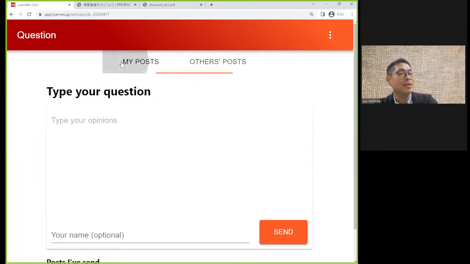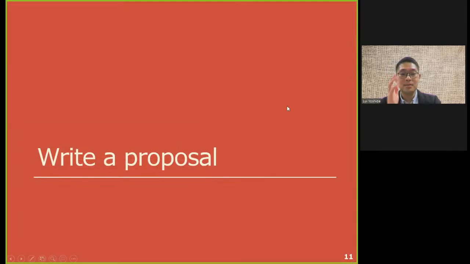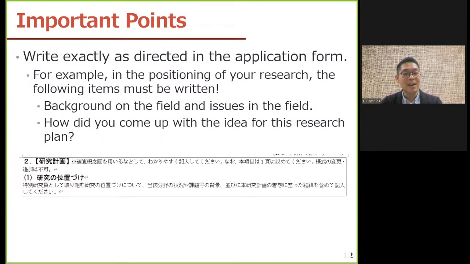So if you have any questions, please write your question here and send it. Thank you. So I would like to go to the next section, write a proposal. At first, I'd like you to obey what the application form says, which means there are some explanations of what the applicant will write in the template of the proposal. So please write exactly as directed in the application form.